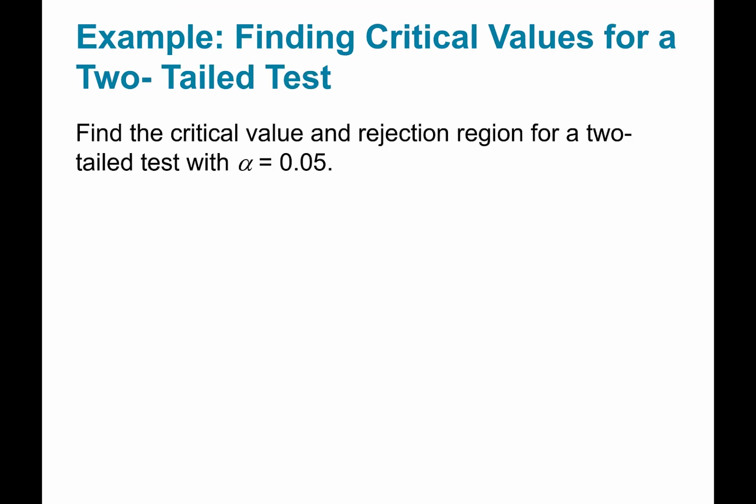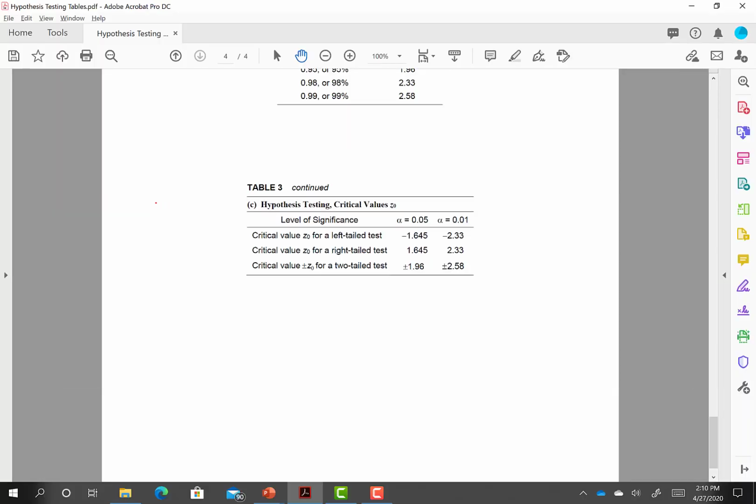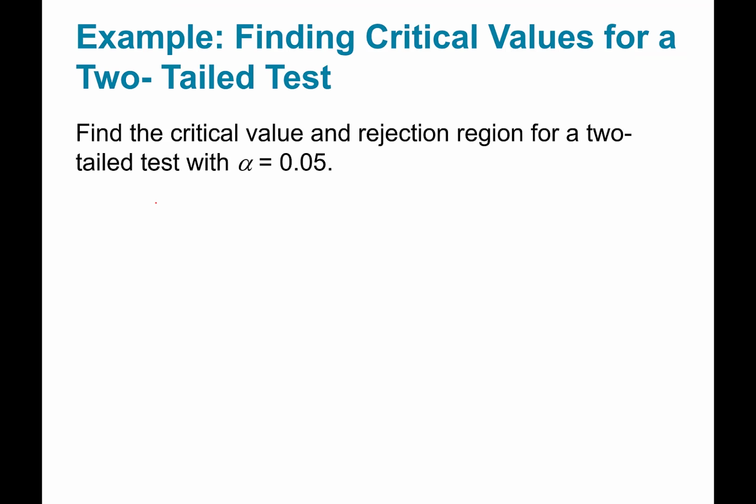So let's say we want to find the critical value in the rejection region for a two-tailed test with alpha equaling 0.05. So we go back to this table. There's alpha equaling 0.05, so we care about that column. Two-tailed test, plus or minus 1.96. So in this case we know that our critical value z naught is equal to plus or minus 1.96.